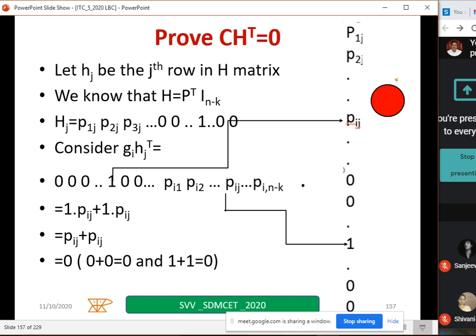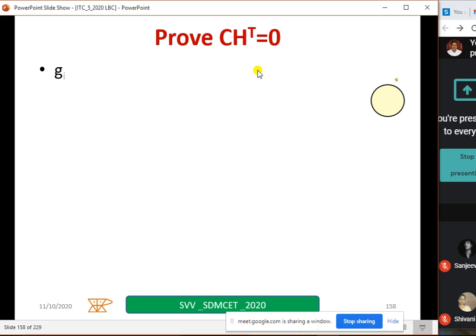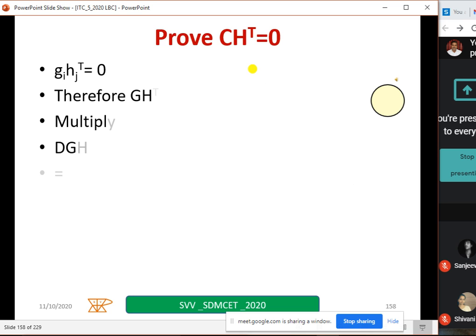Okay, let us go to the 2-3 lines in the next slide. Yeah, GIHJ transpose equal to 0. So therefore, GH transpose equal to 0. Multiply both sides by D. I'll get D into G into H transpose equal to 0.